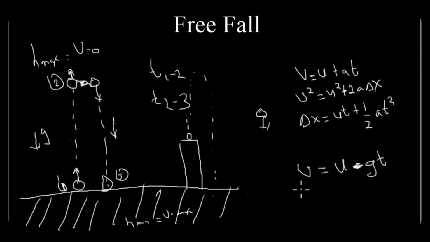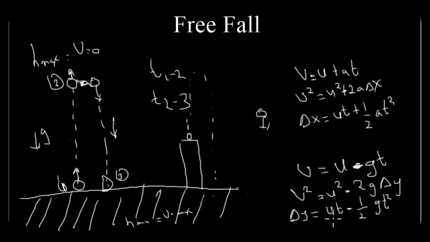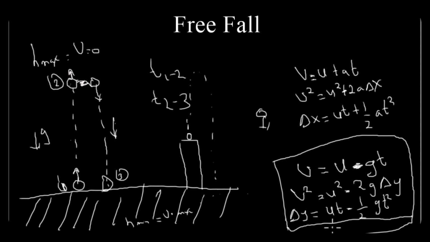Alright, for the second one, we say the same thing: v squared is equal to u squared minus 2g. This time around, instead of delta x, it becomes delta y, that is displacement vertically. And then finally, delta y is equal to ut minus half gt squared. And these are the equations that we want to use anytime we're given questions on free fall. All right, so now I think it's time for us to start solving questions.